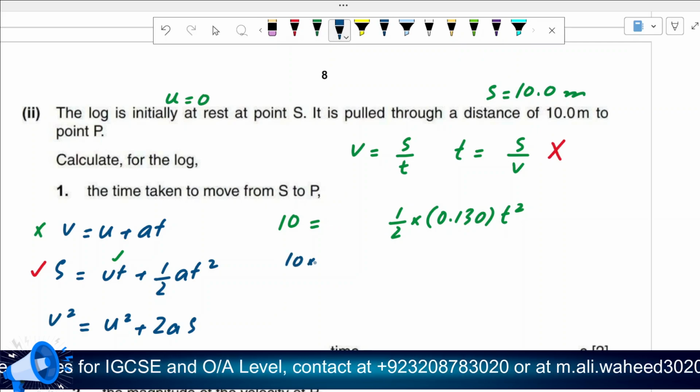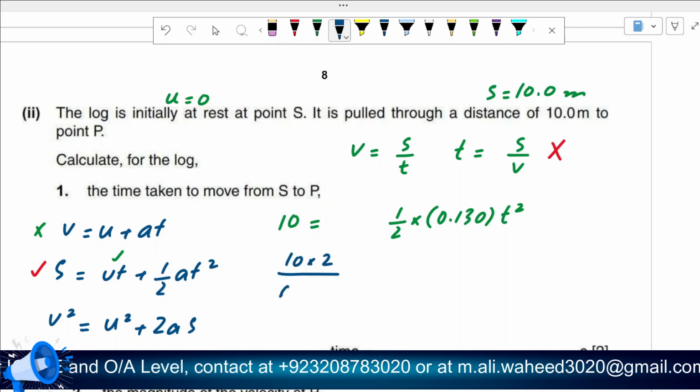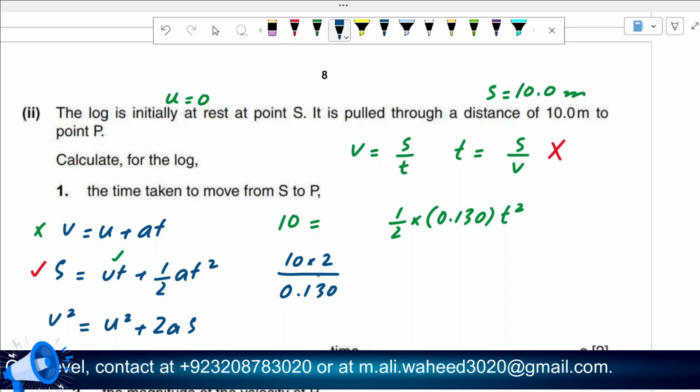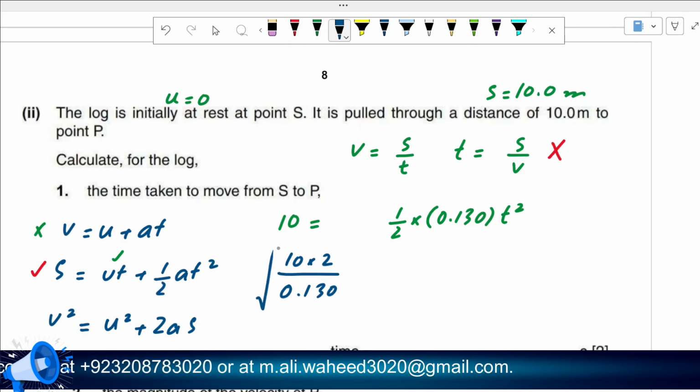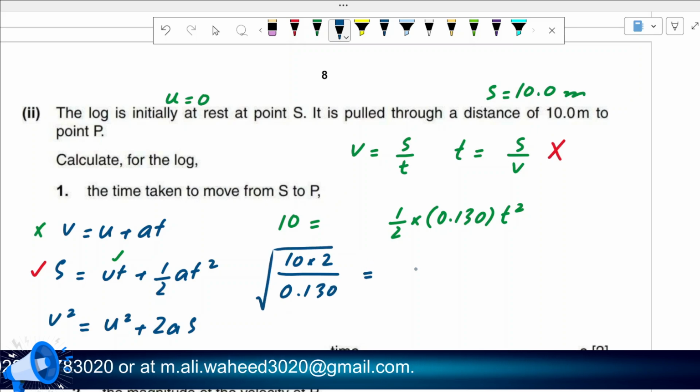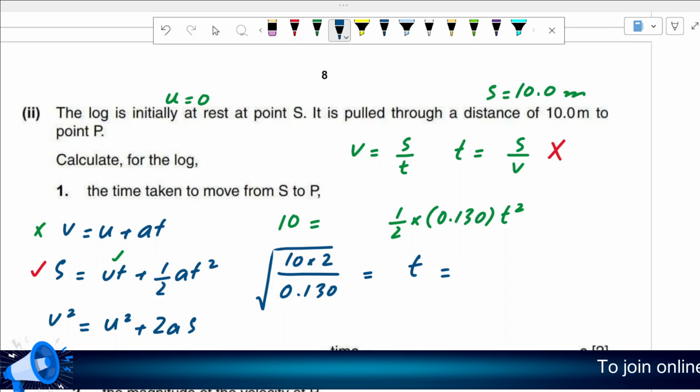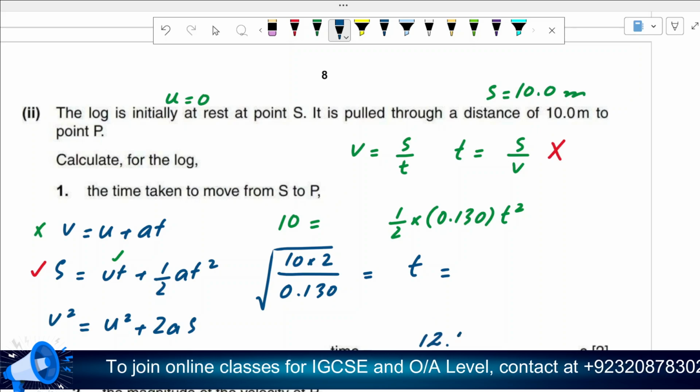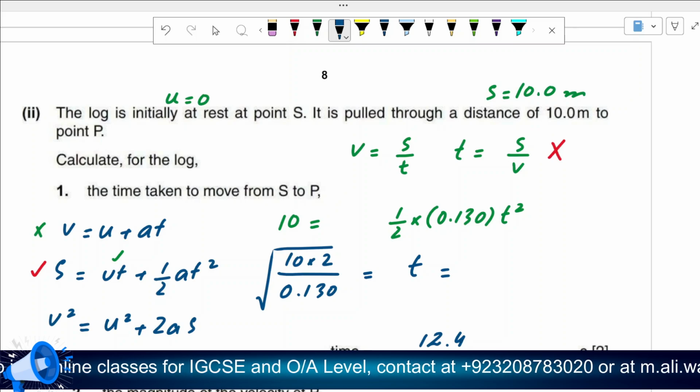So 10 times 2 would be 20 divided by 0.130, and then you take the square root of this, and thereby you get the value of t, which I assume is 12.4 seconds, or in 2SF, 12.